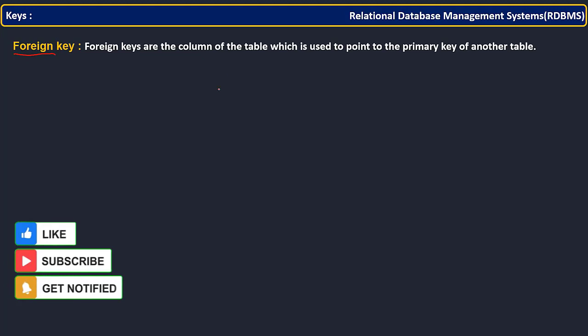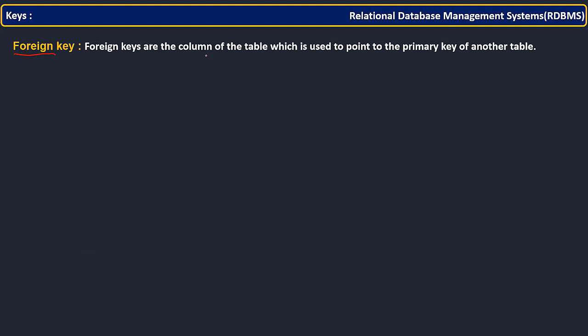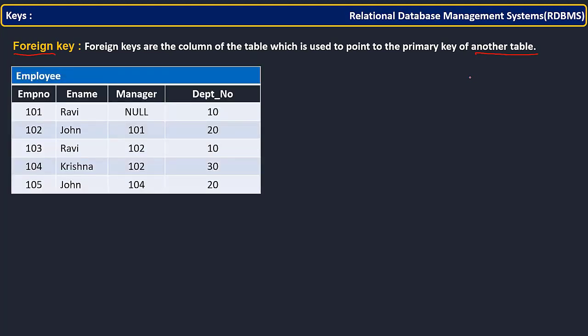So a very simple understanding: foreign keys are the columns of a table which are used to point to the primary key of another table. In a very simple manner, let us try to understand with a simple example. Take this employee table. Here we have employee number, e-name, manager, DEPT number. Here EMP number is the primary key.